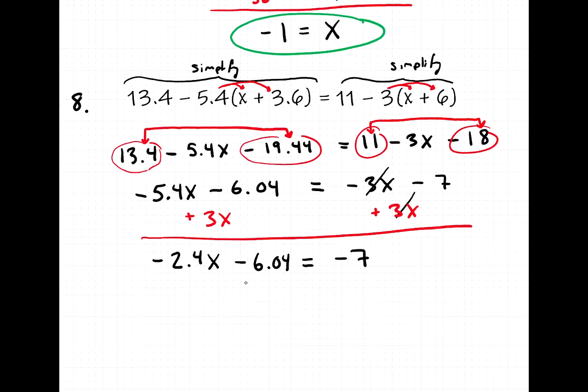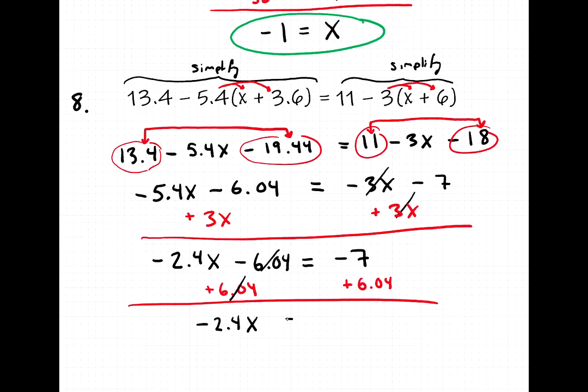Okay, so now we have 2 steps to go. We have to get rid of the 6.04 and get rid of the 2.4. So the opposite of the minus 6.04, we could add 6.04 to both sides. So on the left-hand side, they cancel. So we're left with a negative 2.4x on the left. And on the right, we'll have a negative 0.96.